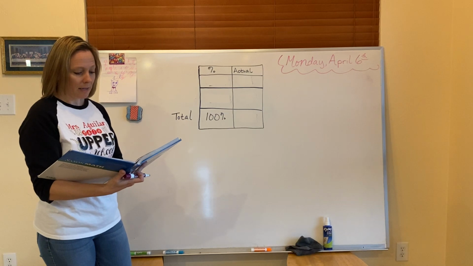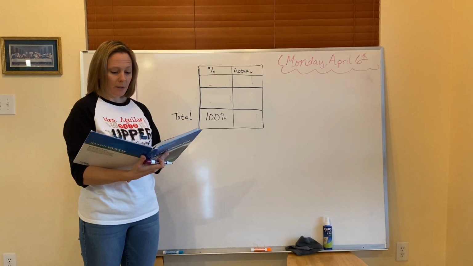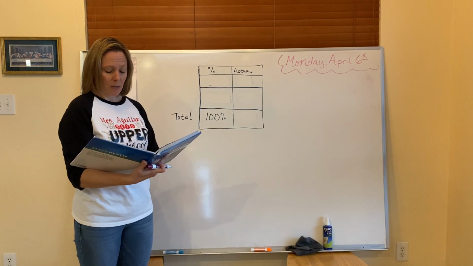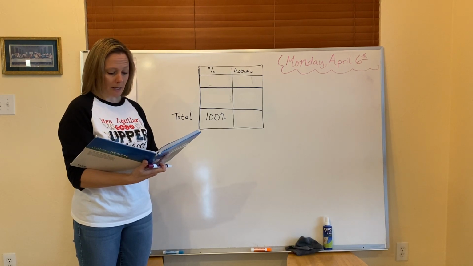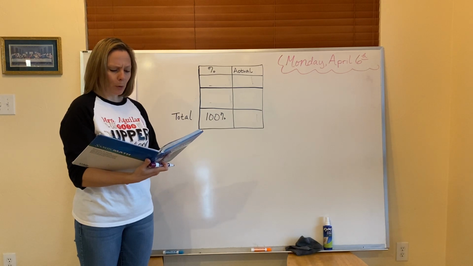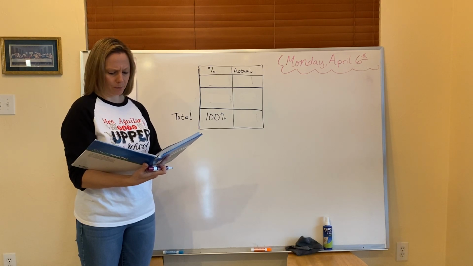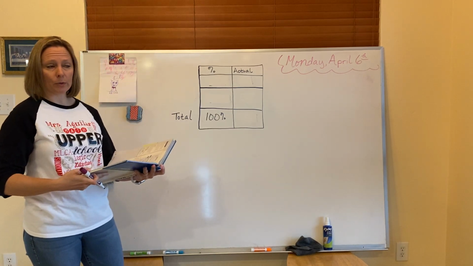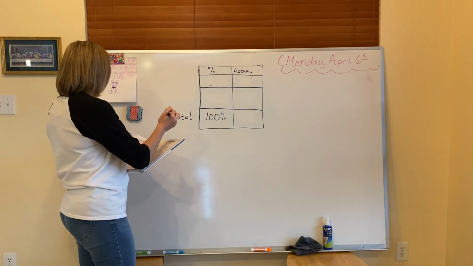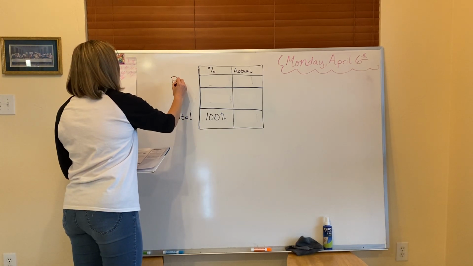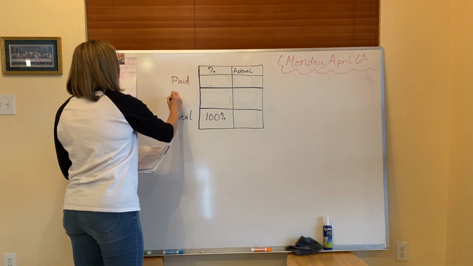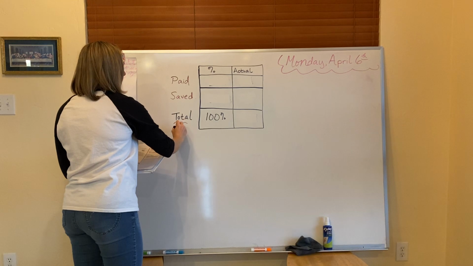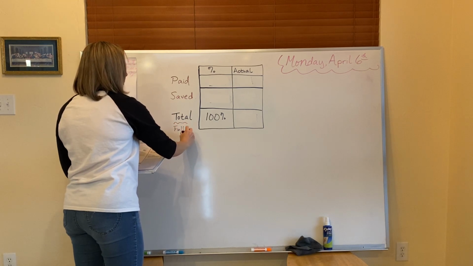Example 3. Buying the shoes on sale, Nathan paid $45.60, which was 60% of the full price. What was the full price of the shoes? Okay, so first we have to label our rows, right? We could say how much he paid plus how much he saved would equal the total or full price of the shoes, okay?